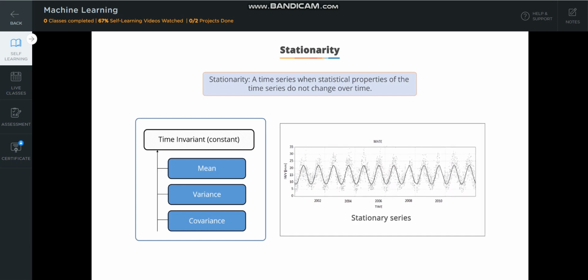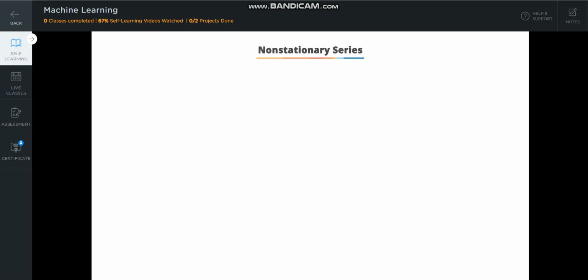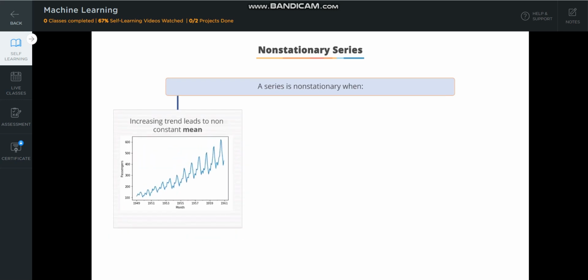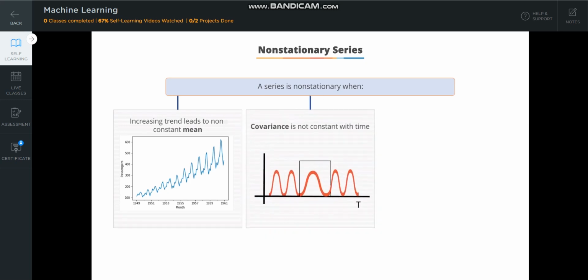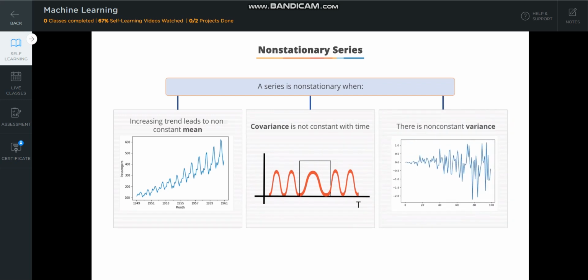We see that the process above is stationary as the mean and variance do not vary over time. When can you say that a series is non-stationary? A series is non-stationary when it has any of the following issues: an increasing trend that leads to a non-constant mean, as shown in the first graph. Covariance is not constant with time, as shown in the second graph. Irregular pattern that leads to a non-constant variance, as shown in the third graph.